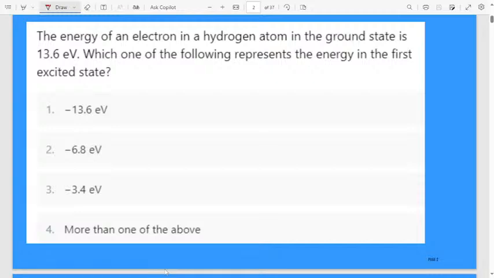Okay, first question. The energy of an electron in a hydrogen atom in the ground state is -13.6 electron volt. Which one of the following represents the energy in the first excited state? Here they have given three different answers. Let us discuss.